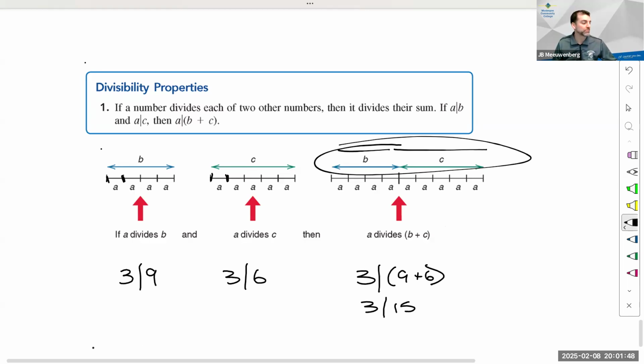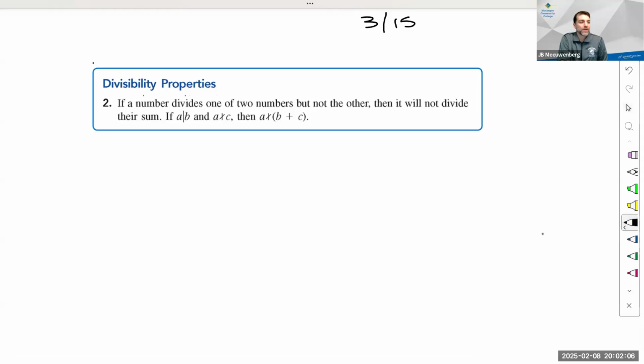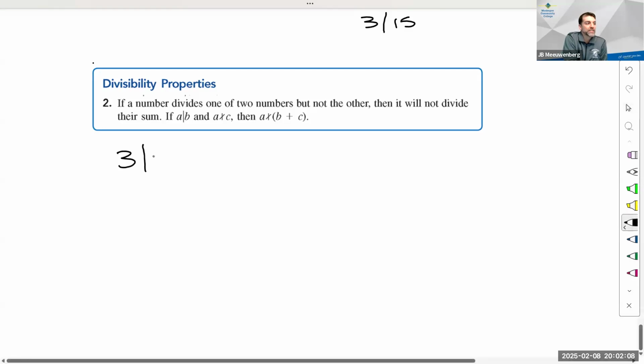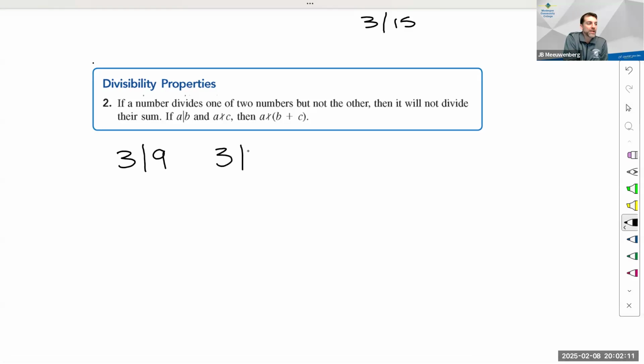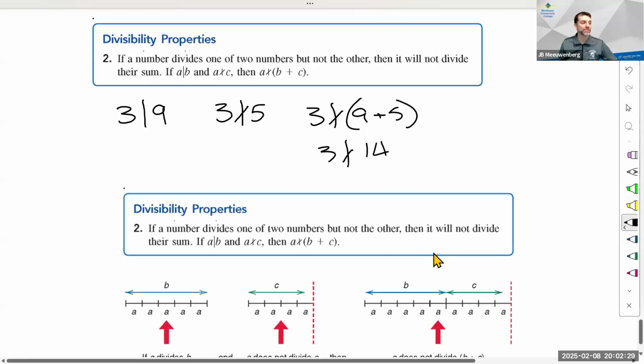Here's property 2. If a number divides one of two numbers, but not the other, then it will not divide their sum. So unlike the last property, if 3 divides 9, but 3 does not divide 5, then 3 could not divide whatever 9 plus 5 is. 3 does not divide 14. Okay? And you can see that visually with a very similar diagram to the last one right here.